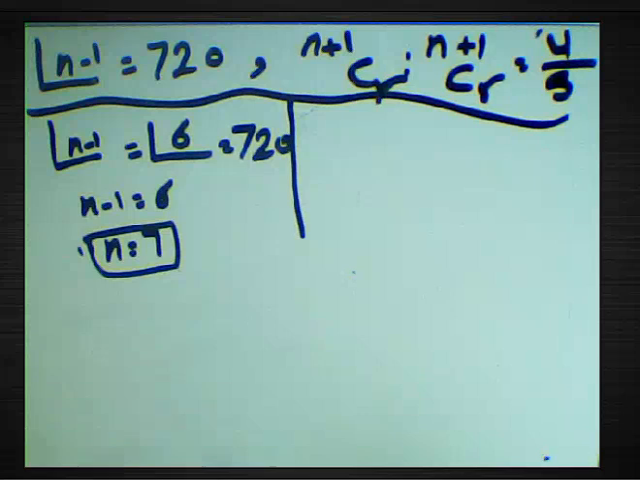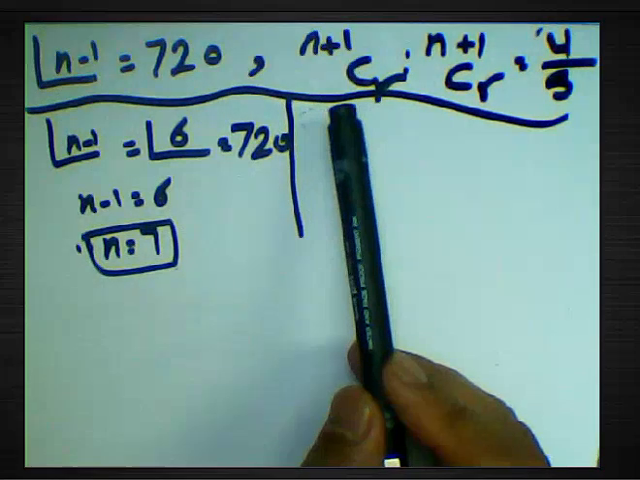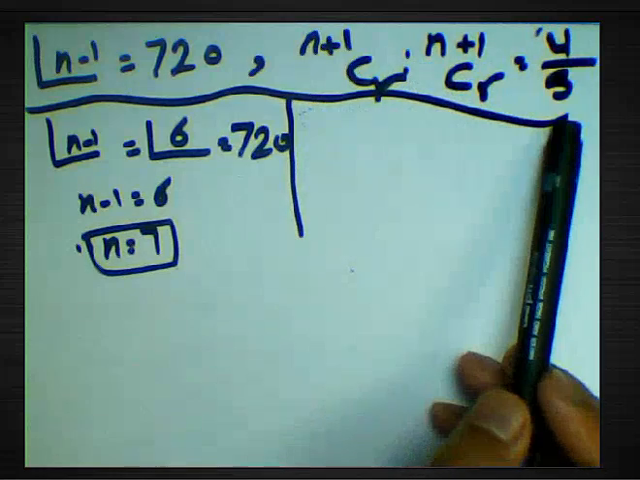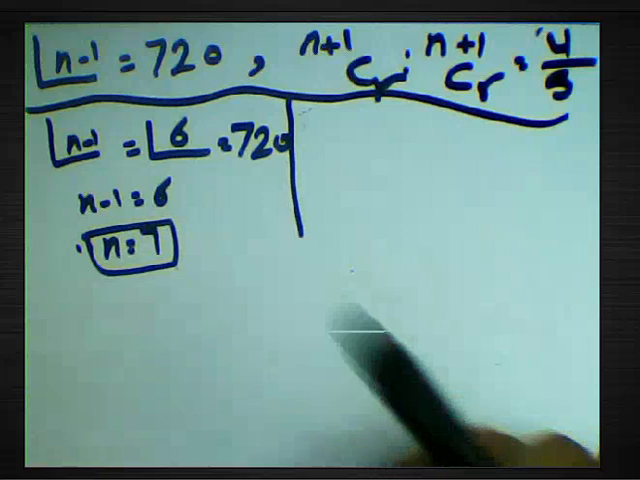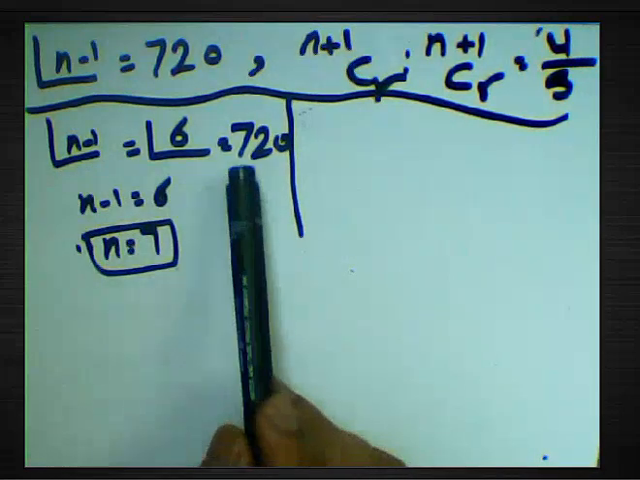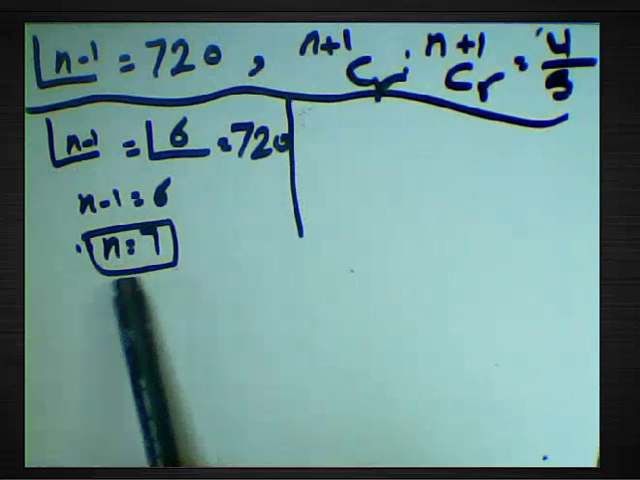In this example, if (n minus 1) factorial equals 720 and the ratio of (n plus 1) combination r to (n plus 1) combination (r minus 1) equals 4 over 5, we want to find the unknowns n and r. We know (n minus 1) factorial equals 6 factorial equals 720. Then n minus 1 equals 6, so n will be 7.